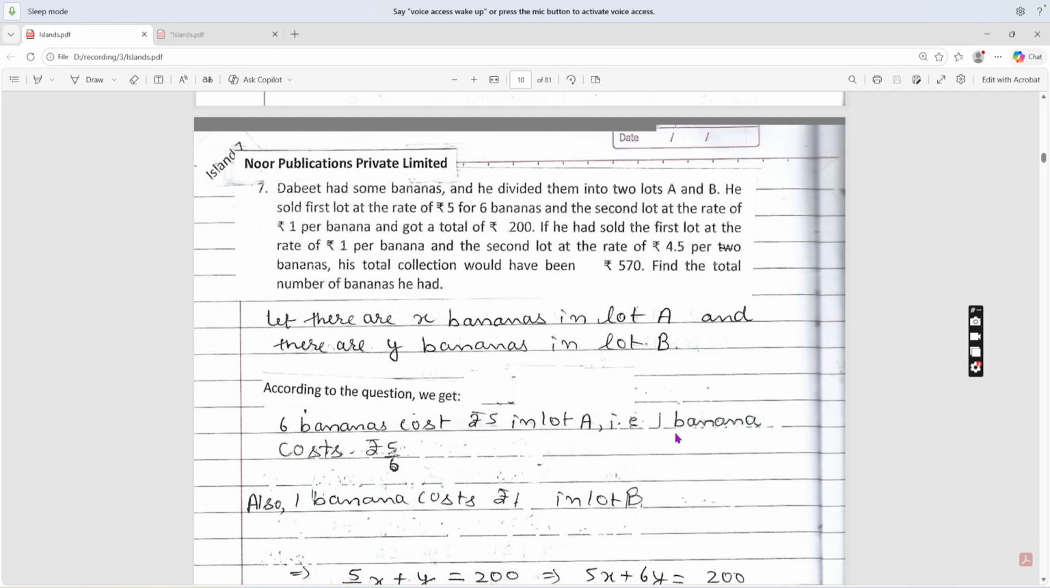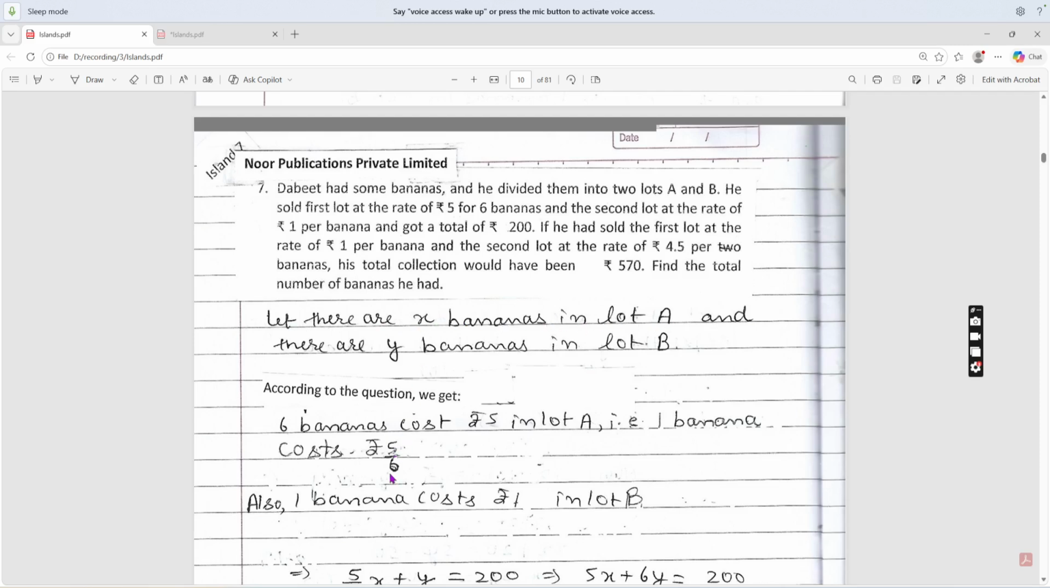Now we are going to obtain the cost of a single banana, that would be 5 by 6 by the unitary method. Why? Very simply we can see 6 bananas cost rupees 5. So what is the cost of one banana? 5 upon 6. Simple. That is the thing. And it is going to be multiplied with the number of bananas in lot A. That is the twist. And there we let there be x bananas in lot A.